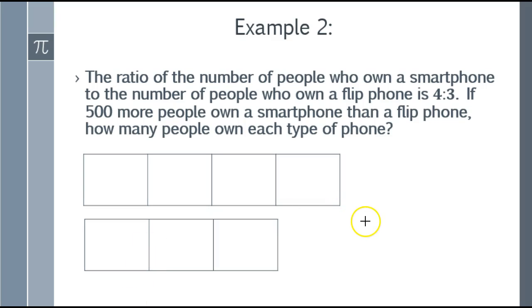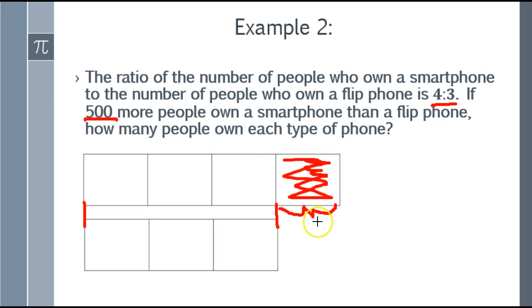So looking at example 2, it gives me a ratio of smartphones to flip phones of 4 to 3. I'm going to start by representing it with a tape diagram. In our tape diagram we're doing ratios, so each piece is an equal amount. For the first 3 pieces, they come out equal. So this 1 extra piece on my smartphone represents how many more people own a smartphone. And it tells me up here that 500 more people own a smartphone. So that's what this one extra piece equals.